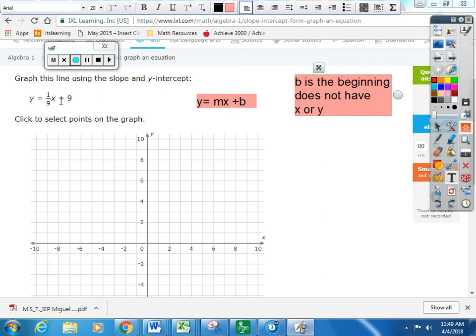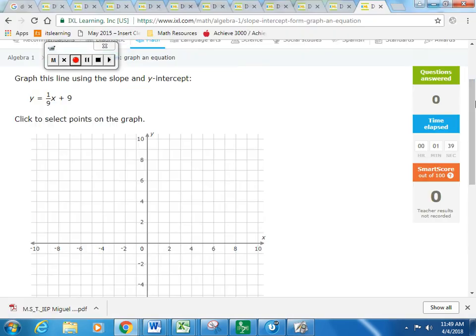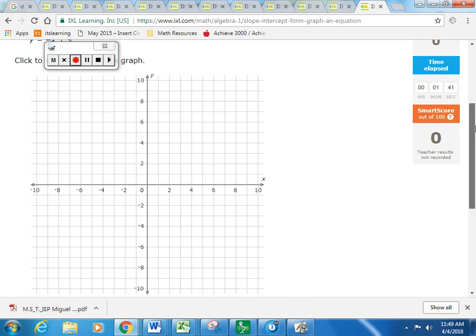So if you look at this one, which one would it be? Elia, which one would it be? The one that does not have x or y. Yeah, which one is your B? 9, because it doesn't have x or y. So what you're going to do is put a point on 9. If it's negative, it goes down here, but it's 9, so it goes up here. Everybody see that?